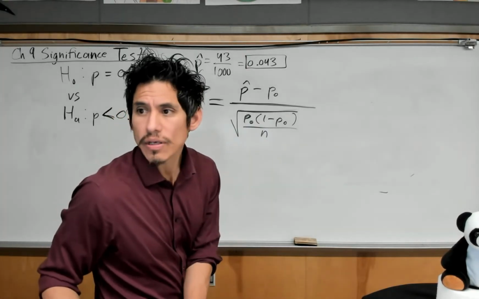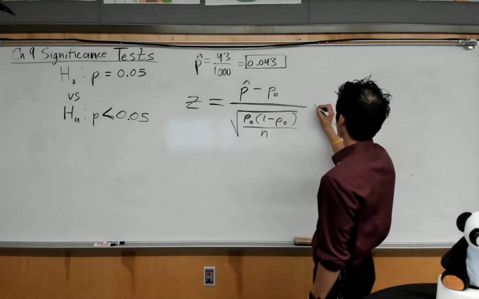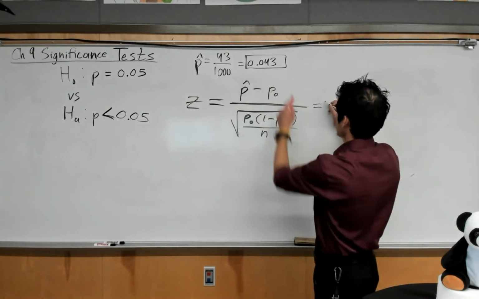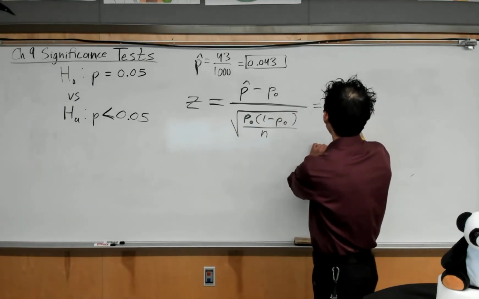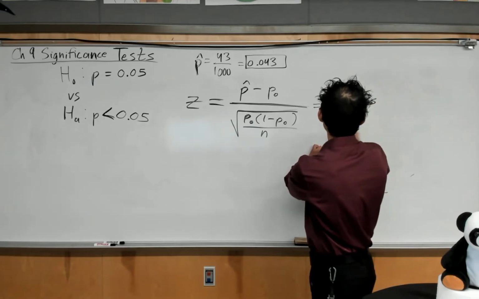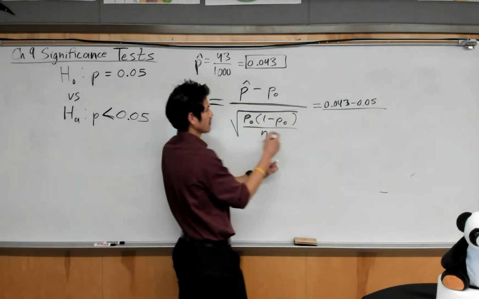So doing the math, you will get 0.043 minus 0.05 over the square root of 0.05 times 0.95 over 1,000.